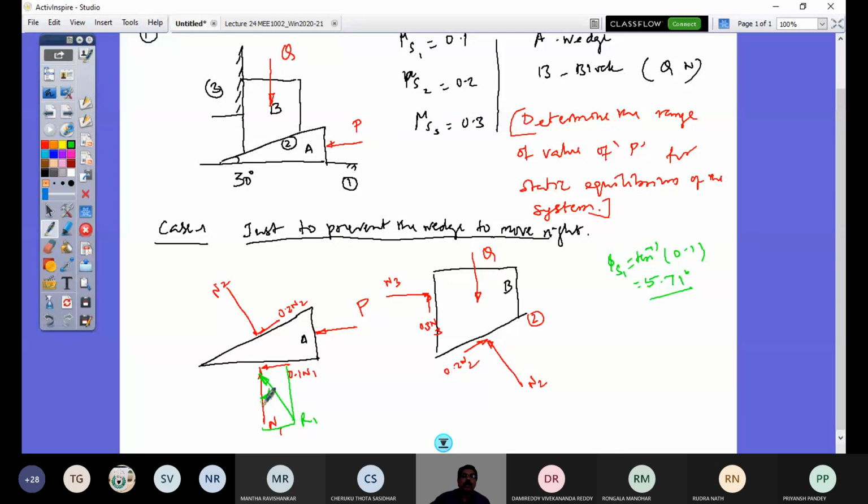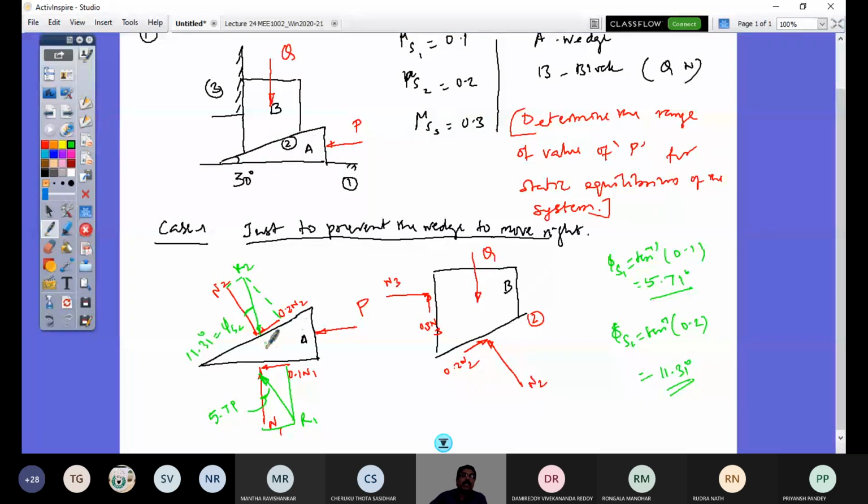And similarly, I can also combine these two. And this is my R2. And now what is this angle to the normal? This angle to the normal is phi S2. So phi S2 would be tan inverse of, there the mu value is 0.2. So tan inverse 0.2, you have 11.31 degrees. So this angle is 11.31 degrees.